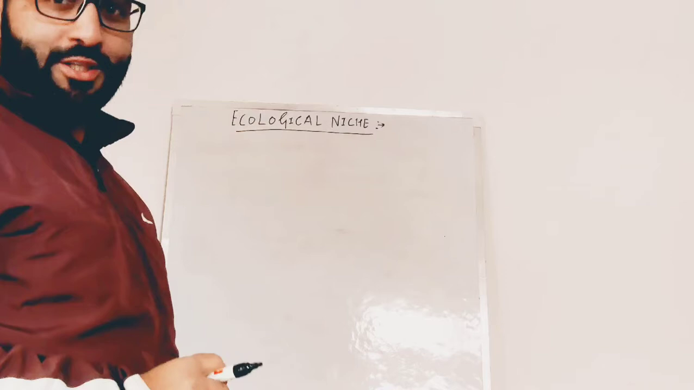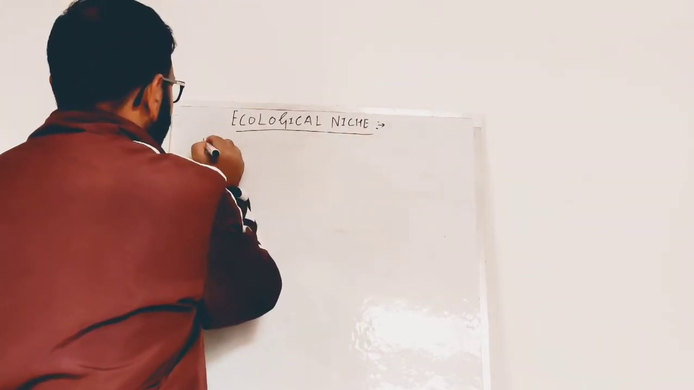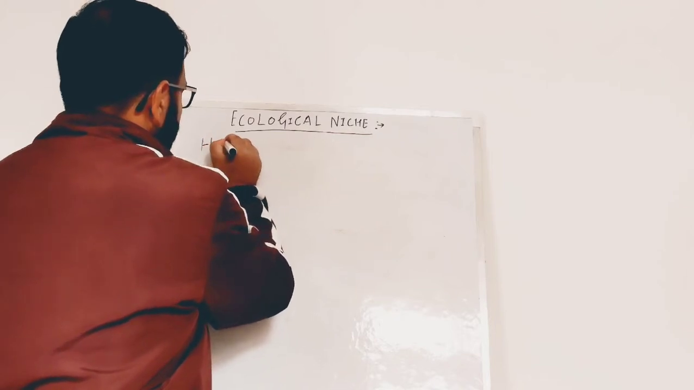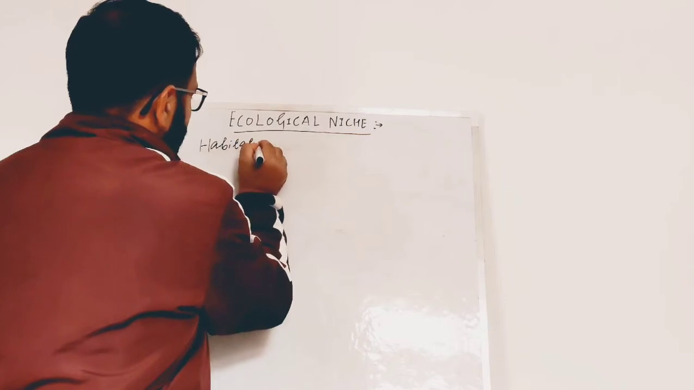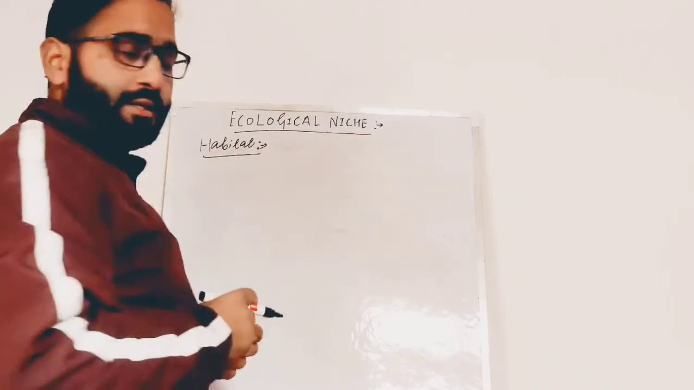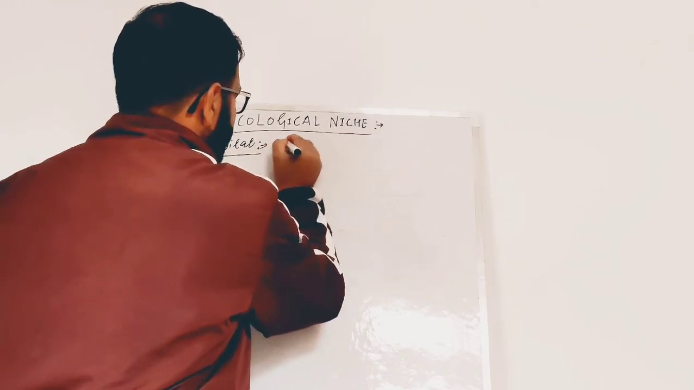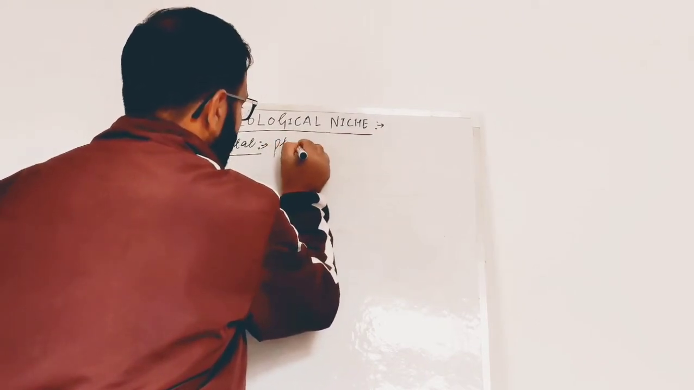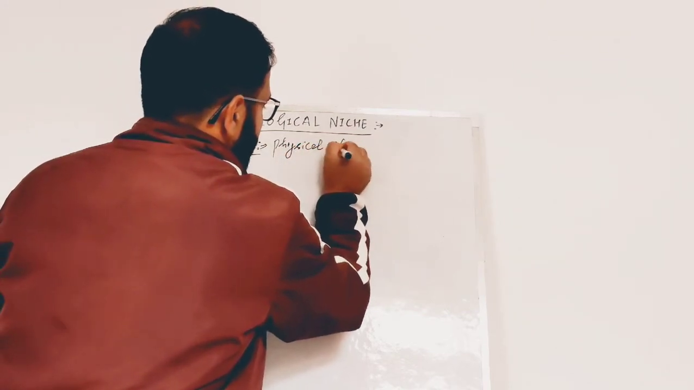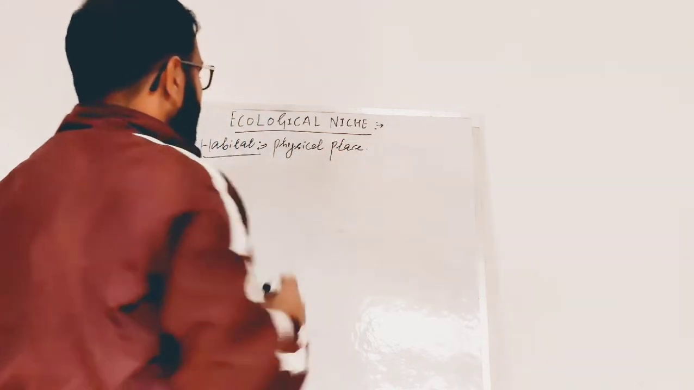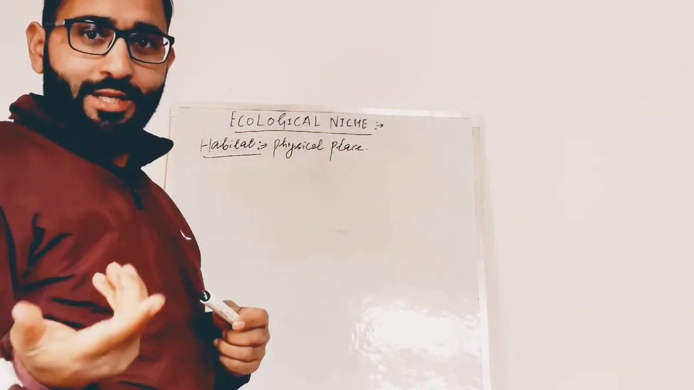Today our topic is ecological niche. We will start with habitat first. Habitat is the physical place of an organism, the physical place where an organism lives. Or we can say this habitat is the address of an organism, where an organism is found.